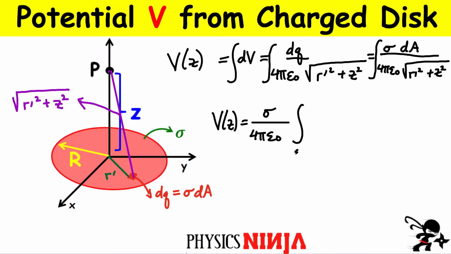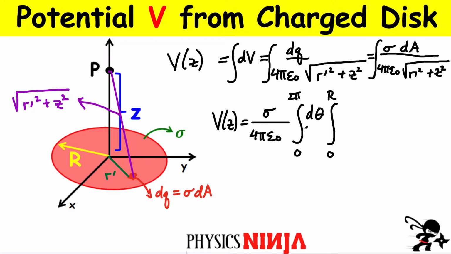And in cylindrical coordinates, the integral goes from 0 to 2 pi. That's for the angle theta. And I also want to integrate over the total radius, so that'll go from 0 all the way to uppercase R. That's the radius of this disk. And that's it.